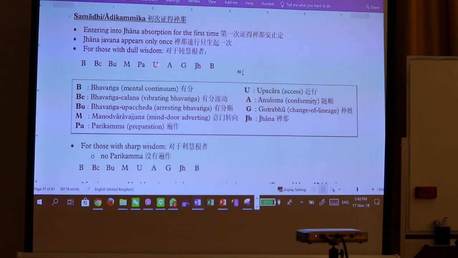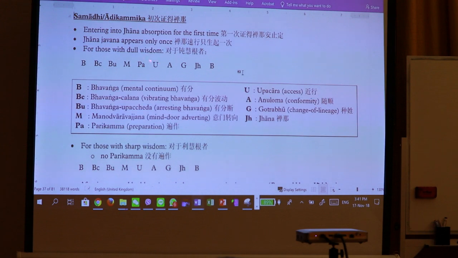That means at the upachara moment there is also no arising. But still, after that, because of the stable light, his mind goes to the first jhana. At that time, anuloma and gotrabu arise, a change of lineage. And then the jhana mind arises. Anyway, parikama, upachara, anuloma, gotrabu, there are 4 wholesome sense-sphere minds.